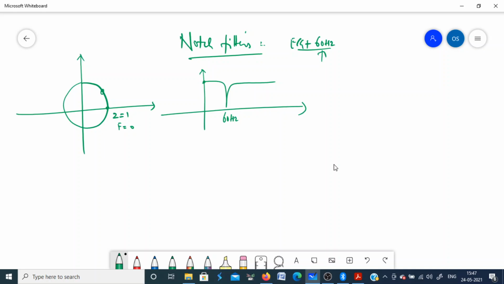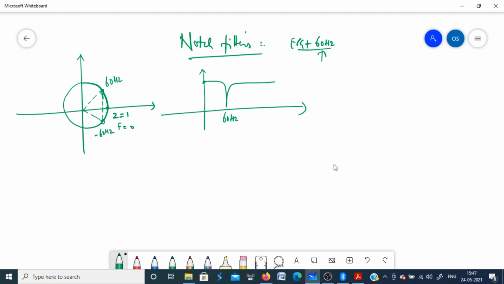So if this is the frequency corresponding to 60 Hz, and since it is complex, it must be in conjugate pairs, so I have to place a 0 at minus 60 Hz also. So if you place two zeros on the unit circle corresponding to the frequency of 60 Hz and you get a transfer function from that, that will be simply a notch filter. Because at 60 Hz it is 0, it means that frequency is stopped.